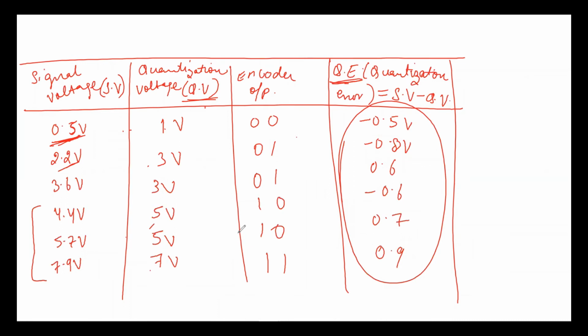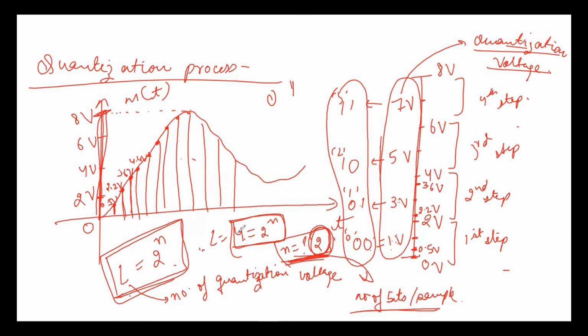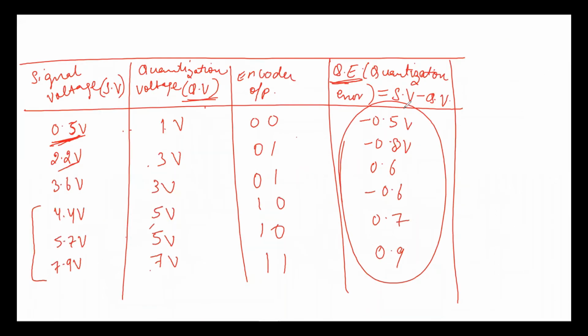Next point, write down: middle of each step will be selected as a quantization voltage. You can see here that the middle of each step, that is 1 volt, 3 volt, 5 volt, 7 volt, is selected as a quantization voltage. So these are the middle values of each step.